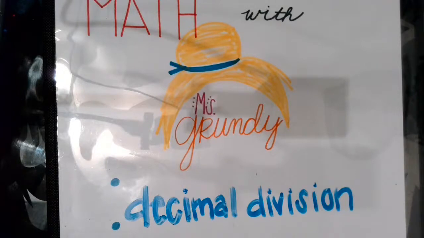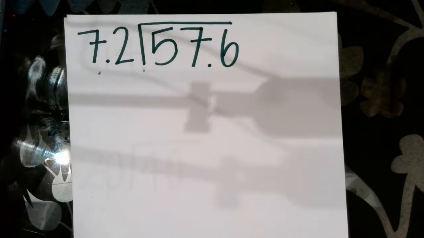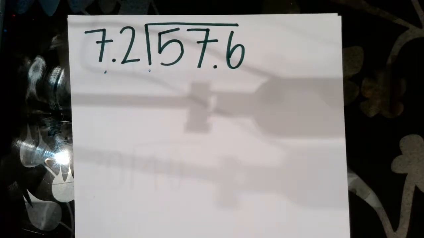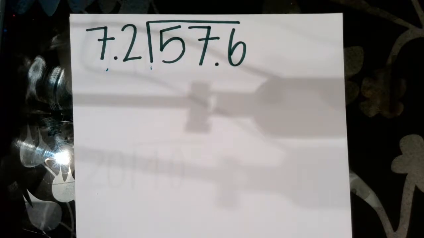Today we're going to be talking about decimal division. So I'm going to go ahead and pull up my problem. I have 57 and 6/10 divided by 7 and 2/10. Before we start, I'm going to show you exactly why we are doing it, so that not only do you know how to do it, but you also know the why behind. This is what teachers like to call fluency.